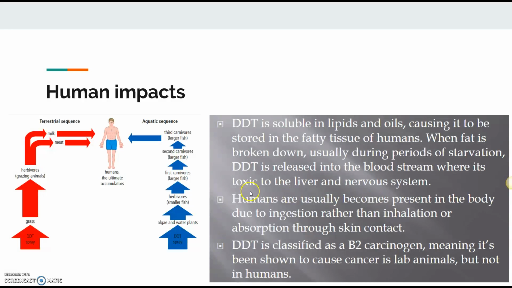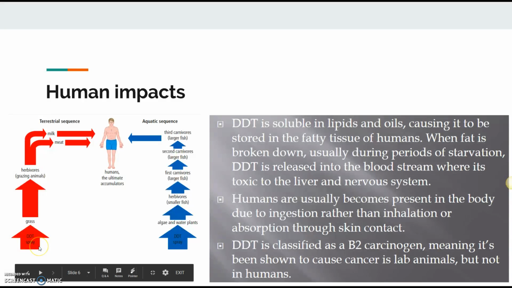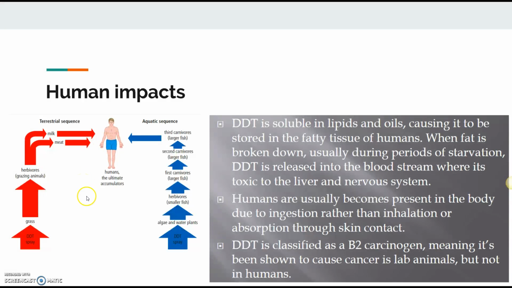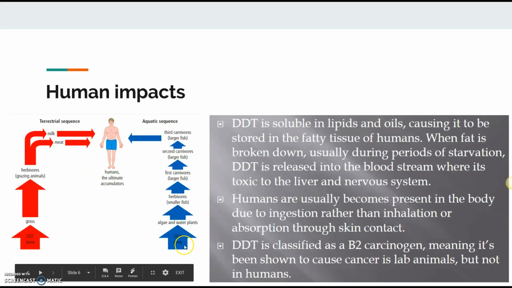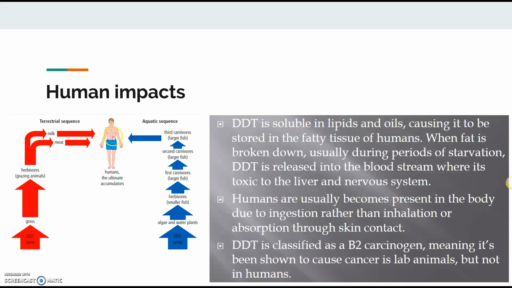So you can see over here on the terrestrial sequence, you've got your DDT spray, which goes to our herbivores, comes out through their milk and their meat because they are fatty products, and that's the way it gets to us. Or if we go through the aquatic sequence, it goes through the algae, herbivores, fish, secondary carnivores, third carnivores, and then eventually to us. So again, it's bioaccumulating in that ecosystem, and ultimately we're at the top of that ecosystem, so we're most susceptible to it.